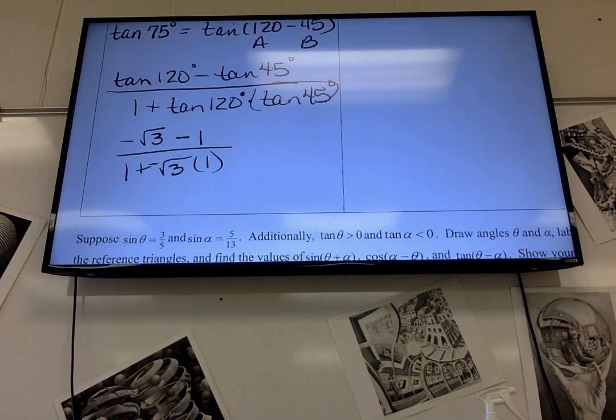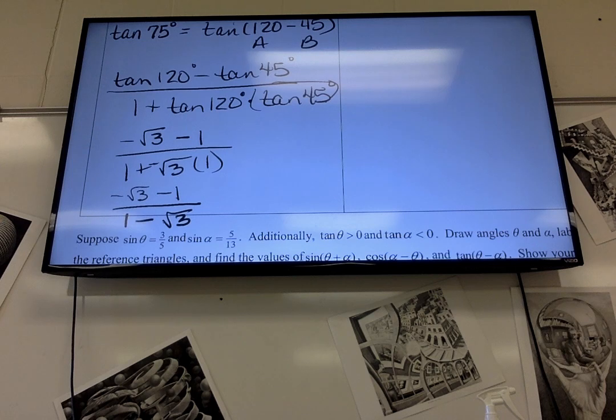Okay, so on top we have negative square root of 3 minus 1. I can't do anything with that because you're adding and subtracting, and only if they're the exact same square roots, which they're obviously not. On bottom, negative square root of 3 times 1 is negative square root of 3. You can multiply, but you can't add different ones. So this is 1 minus square root of 3.